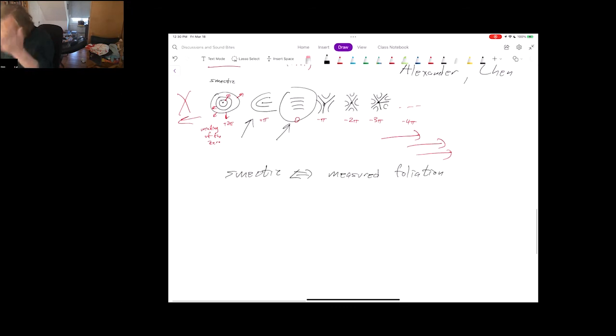So, having this in mind, let me prove to you that you can't have winding that's bigger than 2 pi. Here I have a bunch of lines. This is my measured foliation. This is my singularity. All of these lines are the same layer. They're all the same layer. For instance, in this case up here, all of these are the same layer.